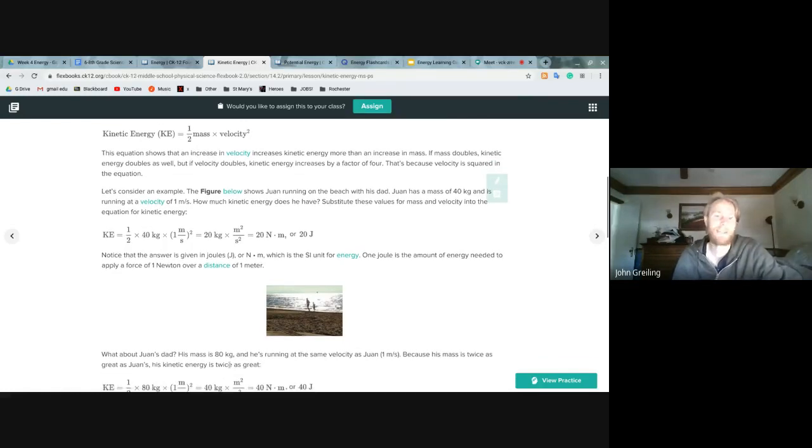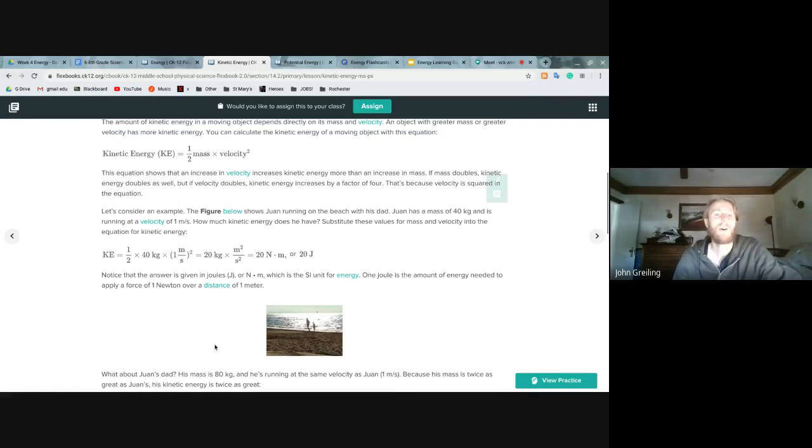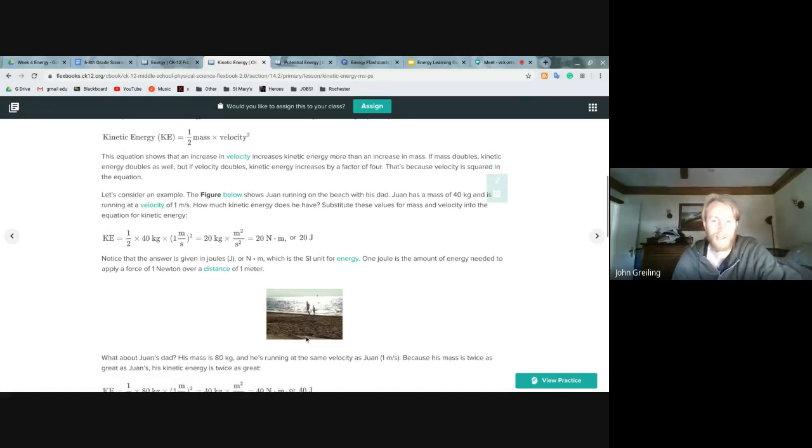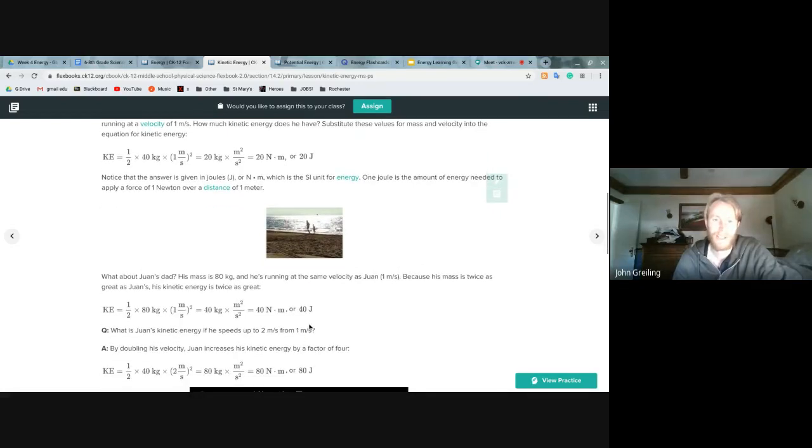It says his mass is 80 kilograms. Well, let's just take a look. If little Juan is running on the beach and he has 40 kilograms and 20 joules, somebody with twice the mass is going to have twice the amount of kinetic energy, as this one shows. Okay.